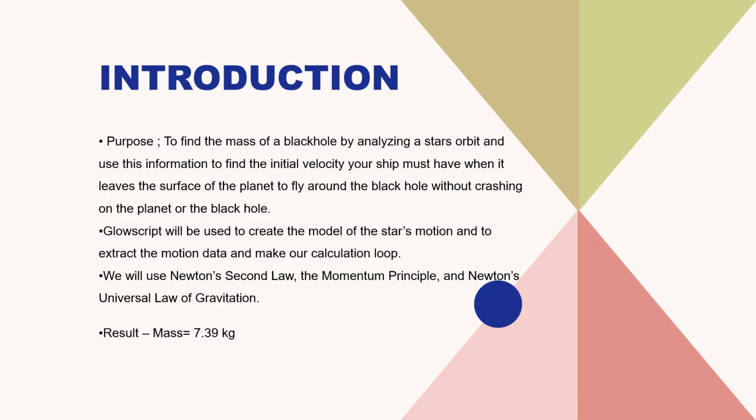The purpose of this lab was to find the mass of the black hole by analyzing a star's orbit, and to use this information to find the initial velocity your ship must have when it leaves the surface of the planet to fly around the black hole without crashing on the planet of the black hole. We used GlowScript to create a model of the star's motion, to extract the motion data, and to make our calculation loop. We will use Newton's second law of the momentum principle and Newton's universal law of gravitation. And the mass of my black hole was 7.39.